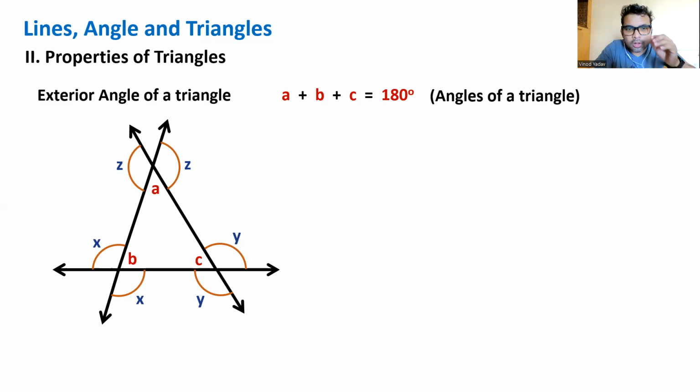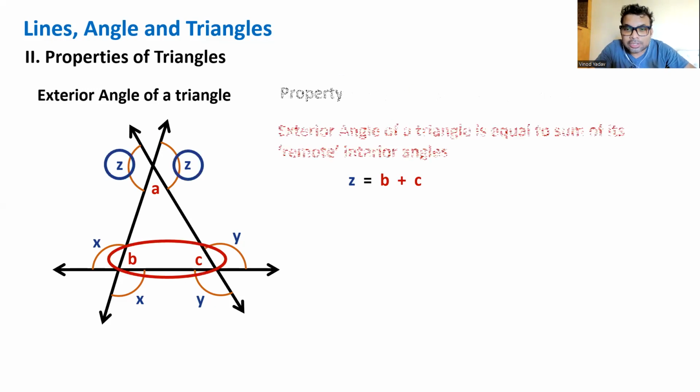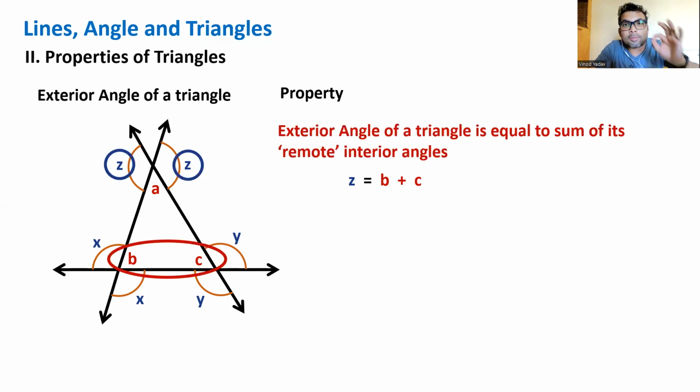See, one relation we know about A, B, C: their sum is 180. Also, did you see A and Z are on the same straight line? So it is a linear pair, so that addition is 180 degrees. So if you compare both of them, did you see Z is nothing but B plus C? And this is how we say exterior angle is equal to the sum of its remote interior angles. This is the theorem, friends. Apply this for every exterior angle and you'll get these three relations.